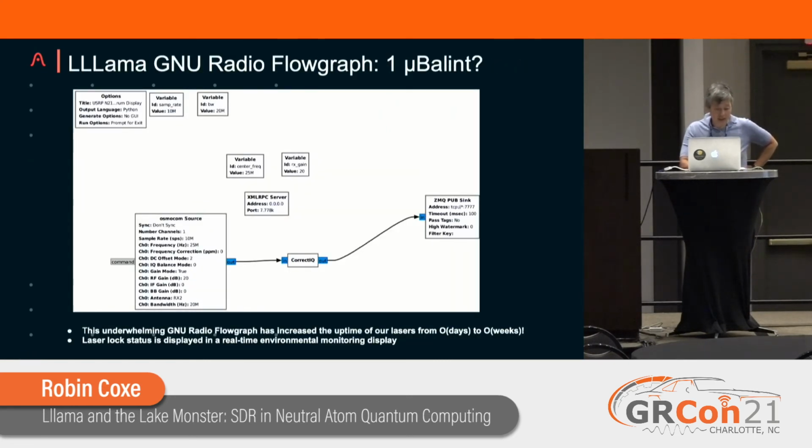We actually have an Osmocom source in here instead of a USRP source because we started out using a HackRF and then decided that an N210 would be better suited for this application. And so this somewhat underwhelming flow graph has increased the uptime of our lasers to the order of weeks, when they came out of lock every few days before we installed this thing.